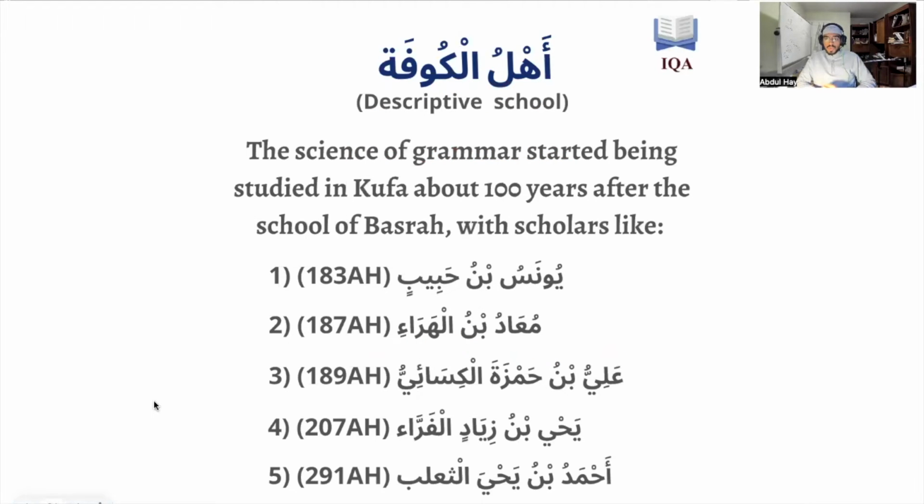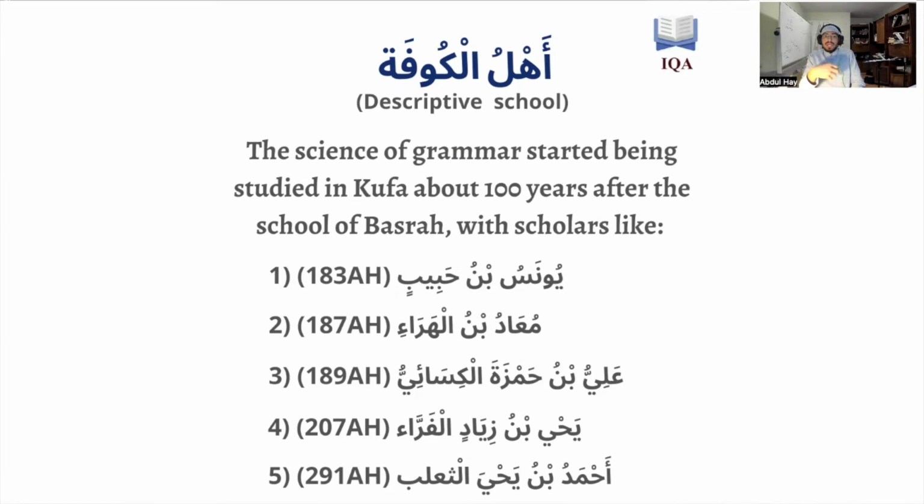Now, let's go on to the school of Kufa, Ahlul Kufa, which is called the descriptive school if you want. Now, the science of grammar started being studied in Kufa about 100 years after the school of Basra. So the school of Kufa is actually based on the school of Basra to a certain extent. Kufa is another city that's a bit higher than Basra on the map. It started studying grammar about 100 years after it was already being studied in Basra.